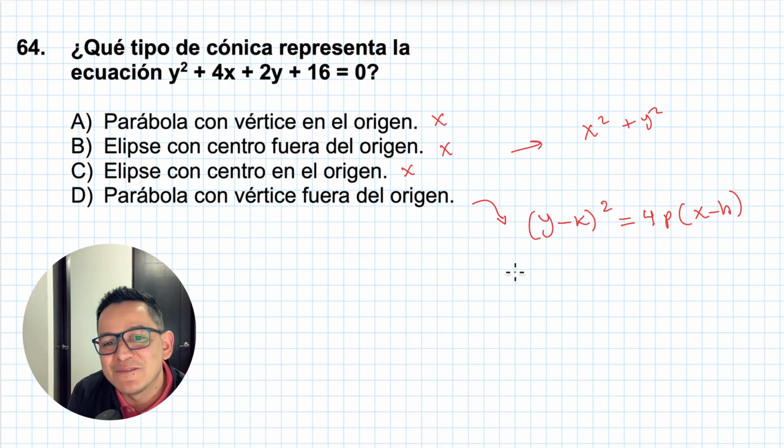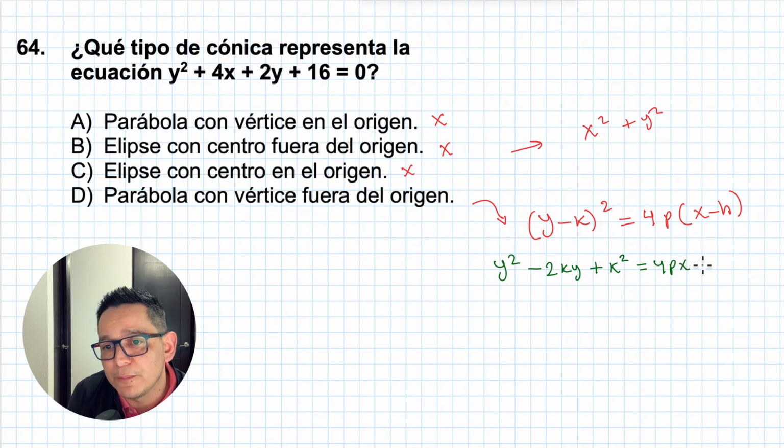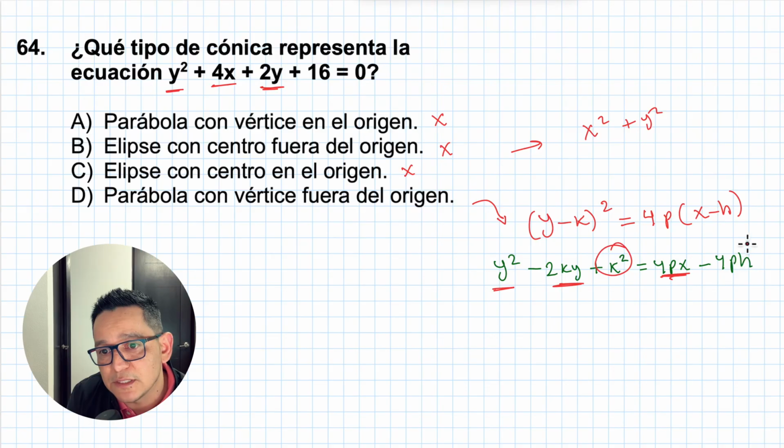Look, let's expand this. So, what would I have left? y squared minus twice the product of the first and the second, that is, minus 2ky, and plus the square of the second, that is, plus k squared, is equal to 4px, and then 4p times minus h, so that would be minus 4ph. Now, I want you to notice that here we have something with y squared. We have something that has y, and we have something that has x. This is a constant. And this is also a constant, right? And over here, we have a constant as well.